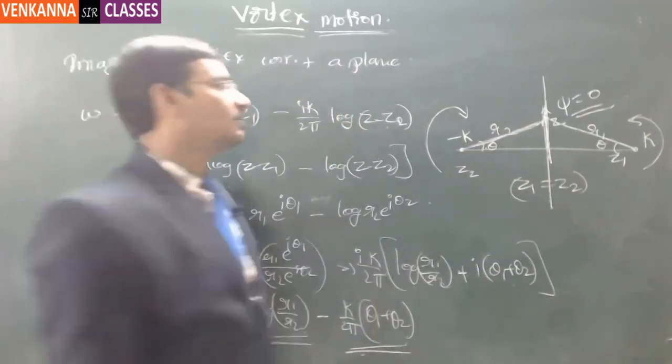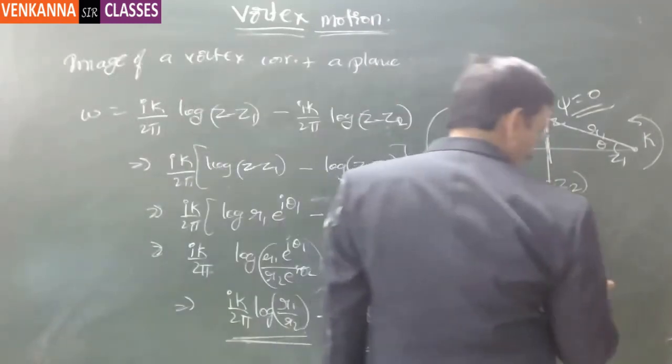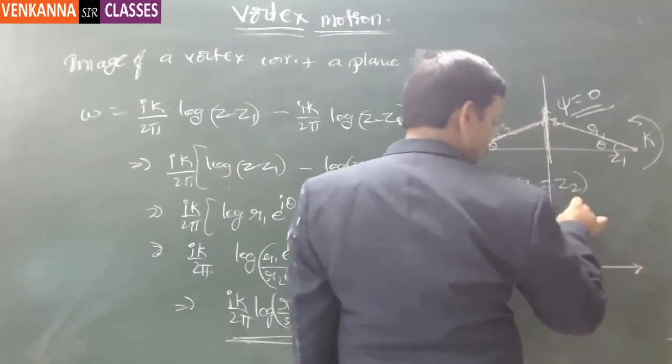Now exactly in a similar manner, suppose there is a quadrant like this, so there is a wall like this.